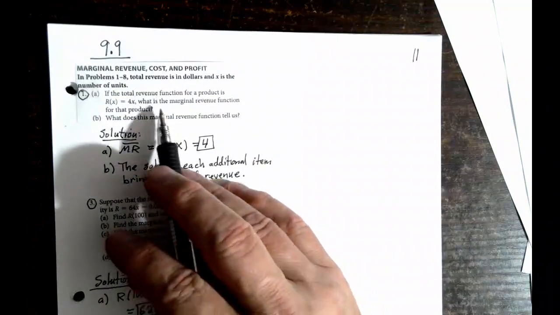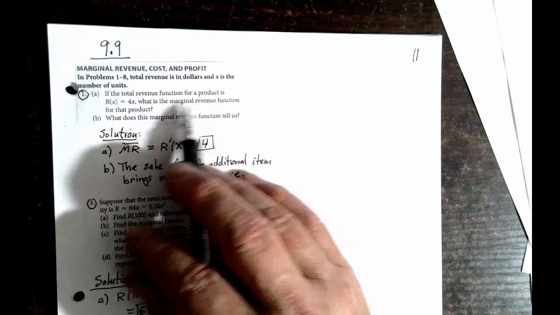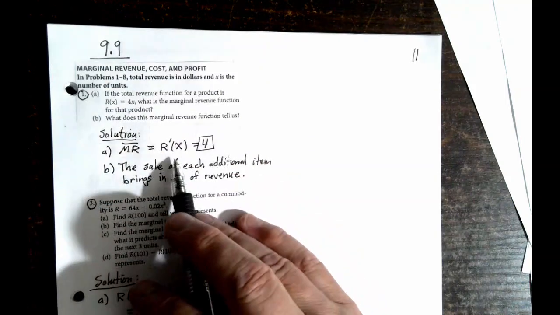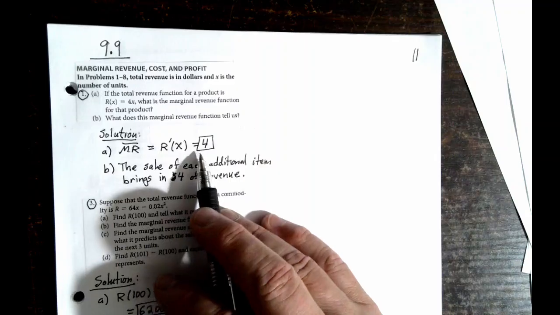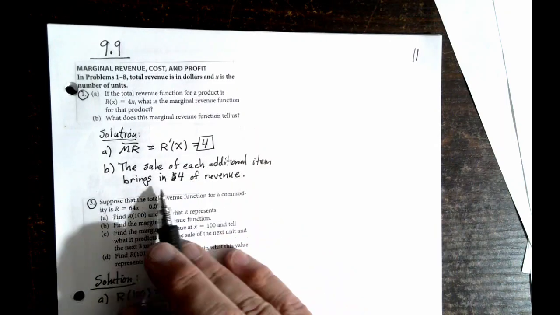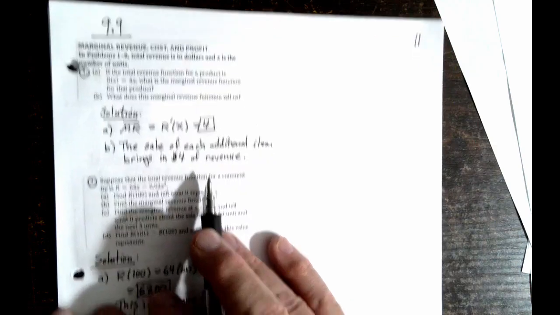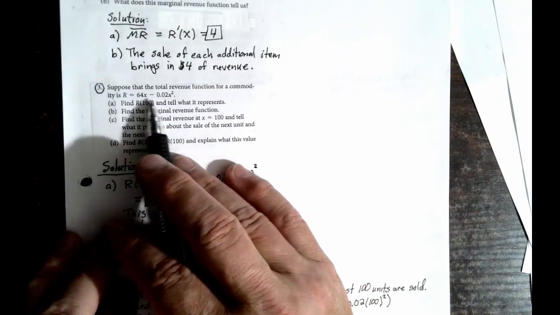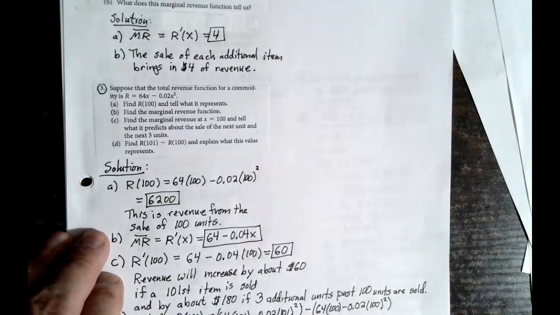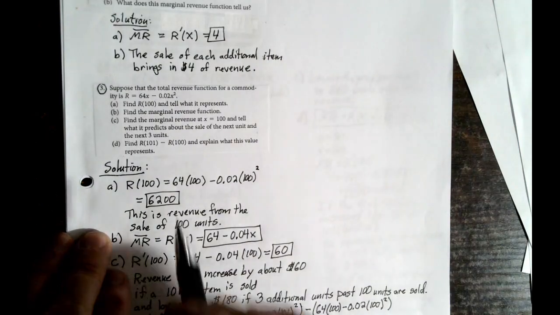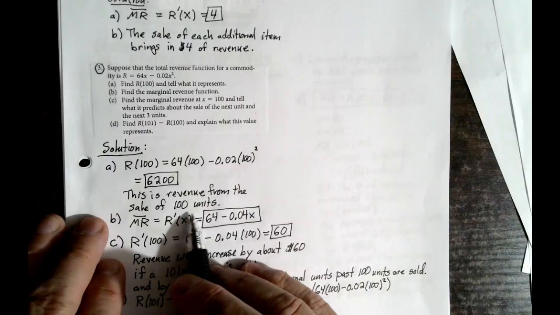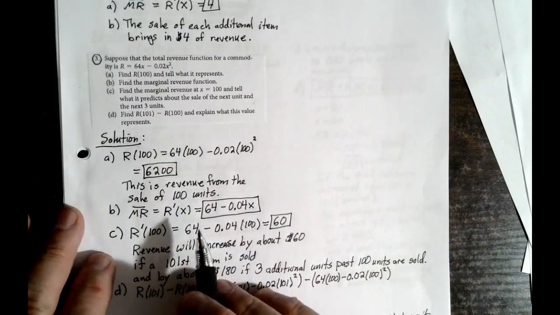So the first one, it says if the total revenue function for a product is R of x equals 4x, what is the marginal revenue? So you just take the derivative of 4x and you get 4. What does this marginal revenue function tell us? It tells us the sale of each additional item will bring in $4 of revenue. Number 3, R equals this. Find R of 100. So you plug in 100 there, and you get 6,200. And what does that tell us? It means the revenue from the sale of 100 units is $6,200.